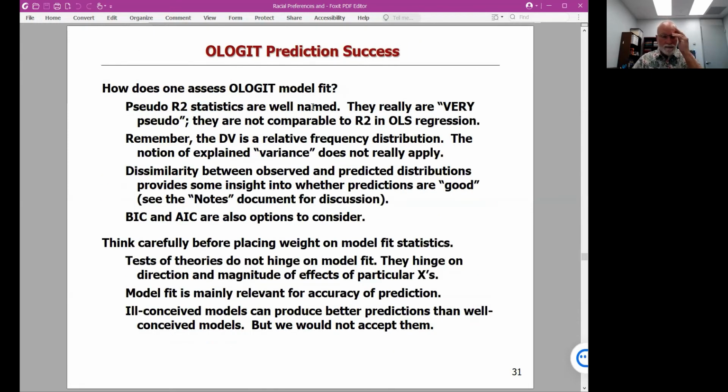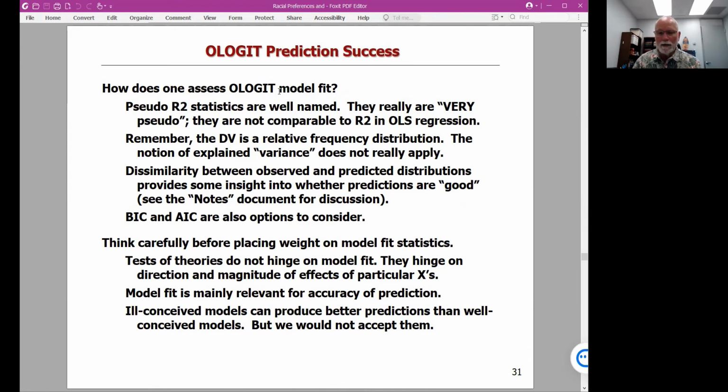Okay, I'll leave that as it is, and let's say that we've done that test. It tells us that we're okay. Ordered logit regression is the way to go. And then here's some comments on how we make that judgment. So the headline here: how does one assess ordered logit model fit?